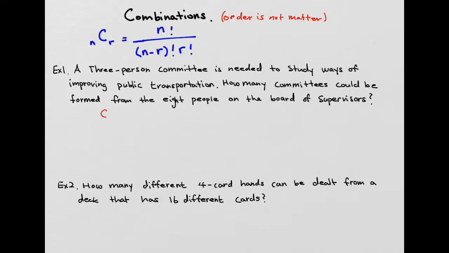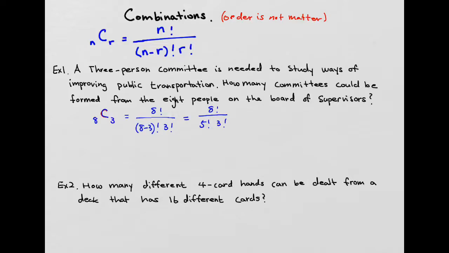Let me do the blue, right? Combination of, out of the total of 8, you're picking 3. Then you get 8 factorial over 8 minus 3 factorial times 3 factorial. Again, you should be able to use a calculator to do all this, but if not, we know that this is going to be 8 factorial over 5 factorial and 3 factorial.